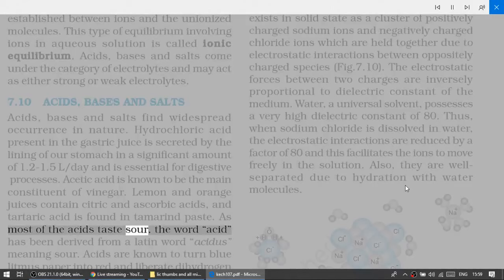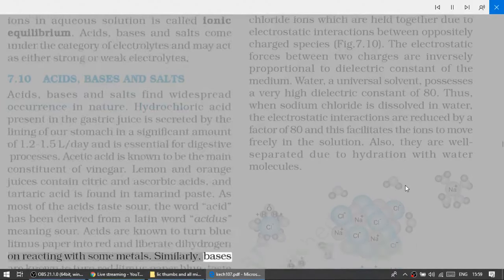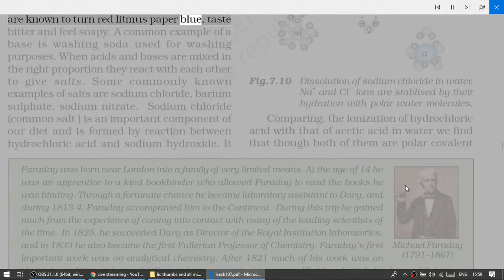As most of the acids taste sour, the word acid has been derived from a Latin word, acidus, meaning sour. Acids are known to turn blue litmus paper into red and liberate hydrogen on reacting with some metals. Similarly, bases are known to turn red litmus paper blue, taste bitter and feel soapy. A common example of a base is washing soda used for washing purposes. When acids and bases are mixed in the right proportion, they react with each other to give salts.